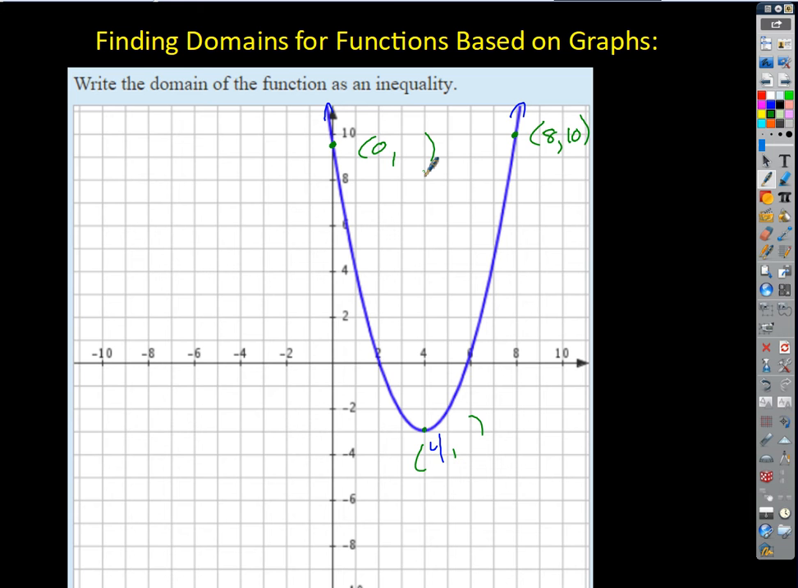So what do you think the domain is? All reals. Right, so the domain is all reals. Another way of saying that, negative infinity to infinity. There's another way to think about the domain. The domain is the set of all the x values.